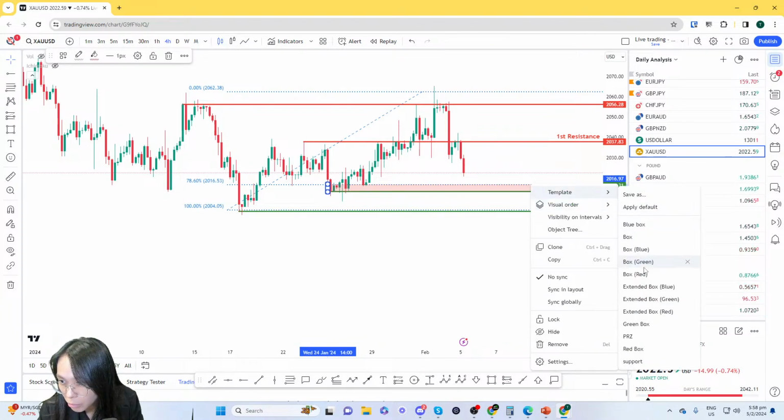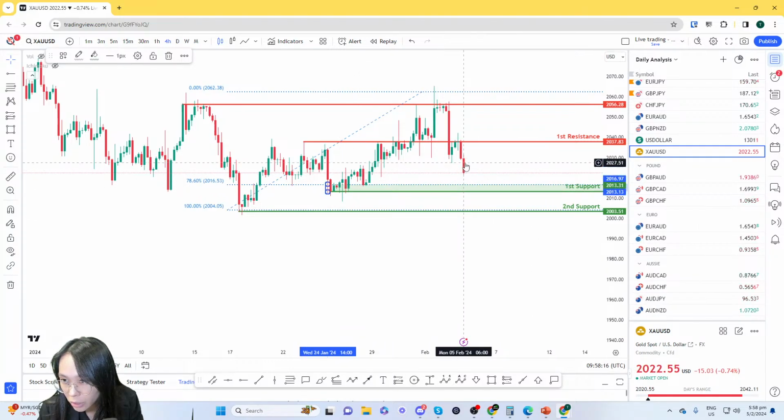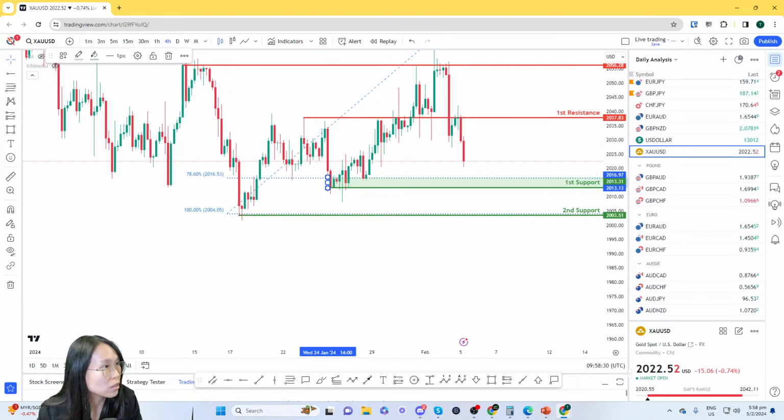Let me color this area green here. Price could probably retrace all the way here before bouncing off, or it could break out of this first support and fall to the second support. It depends, and I think there is actually some major news event today. ISM services PMI, so the US will be releasing this at 11 p.m.